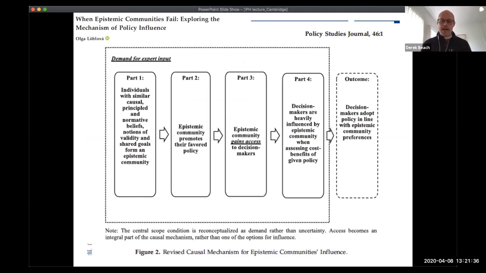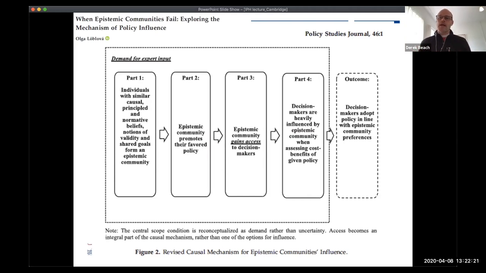And this is an author that was interested in, so Olga Leblova was interested in how an epistemic community, here it was within health policy, could influence actual policy. So you have a community of experts, and how could they influence policy? And her argument in the article was, well, a lot of people look at epistemic communities and then see that there's some kind of outcome, but they never tell us how it works. How does this epistemic community actually gain influence over policy?